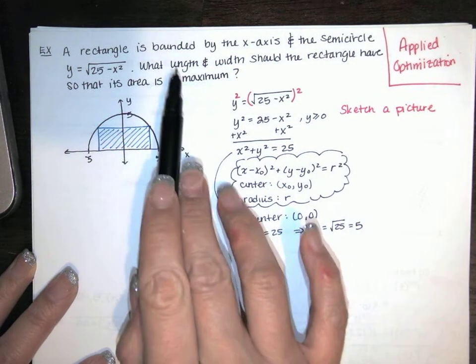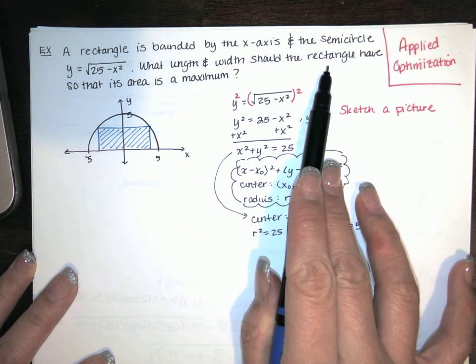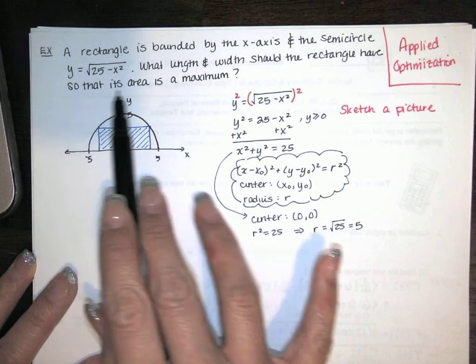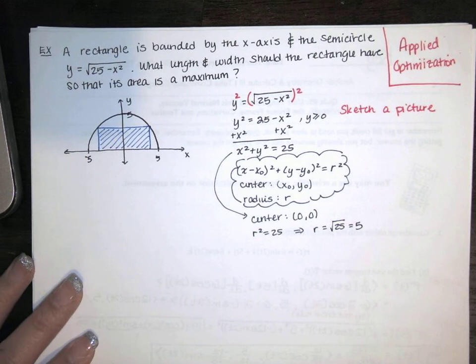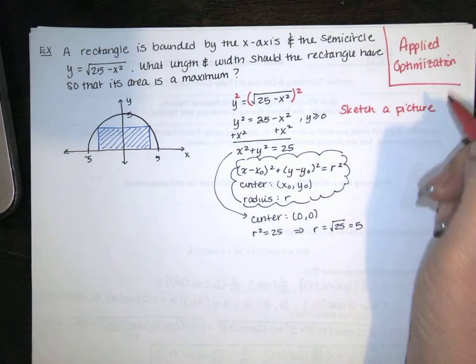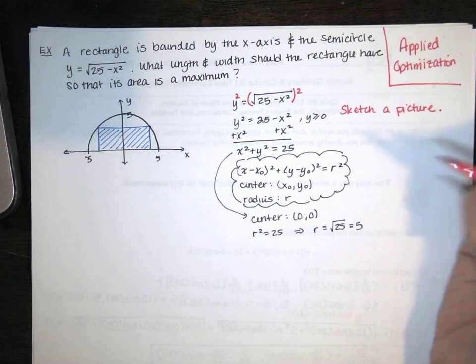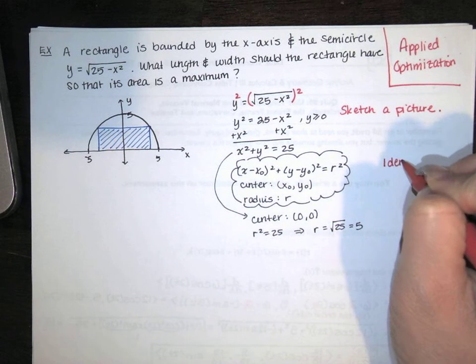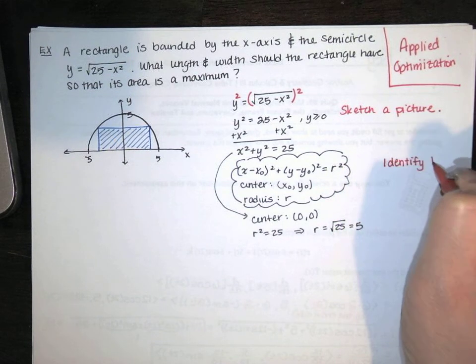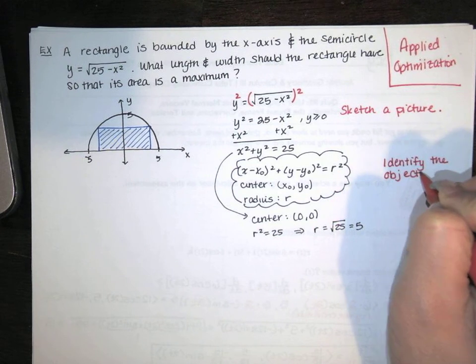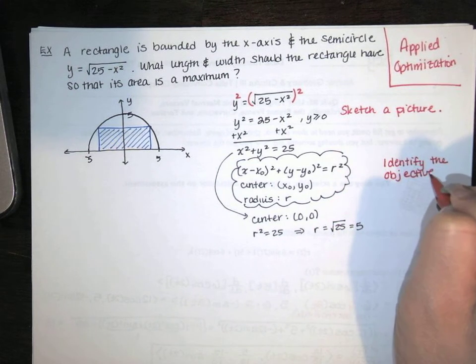The question says, what should the length and width of the rectangle be? Or what length and width should the rectangle have so that its area is a maximum? So the first thing we did was we sketched a picture. We've got our semicircle with the rectangle inside. Now we want to identify the function that we're optimizing. And in optimization literature, that's called the objective function.